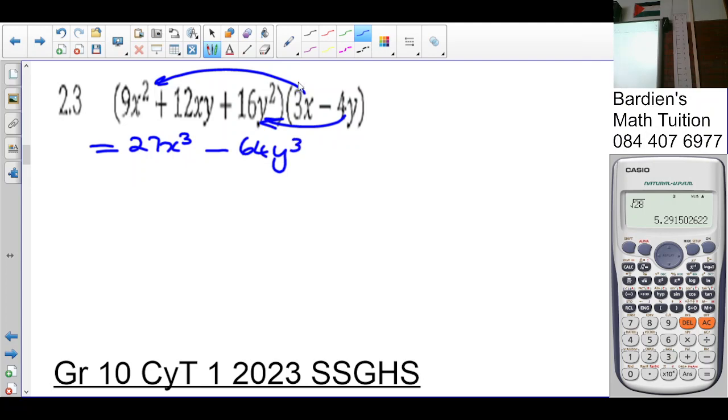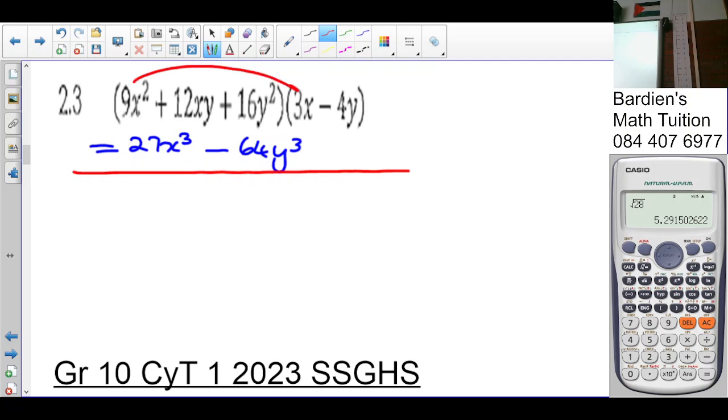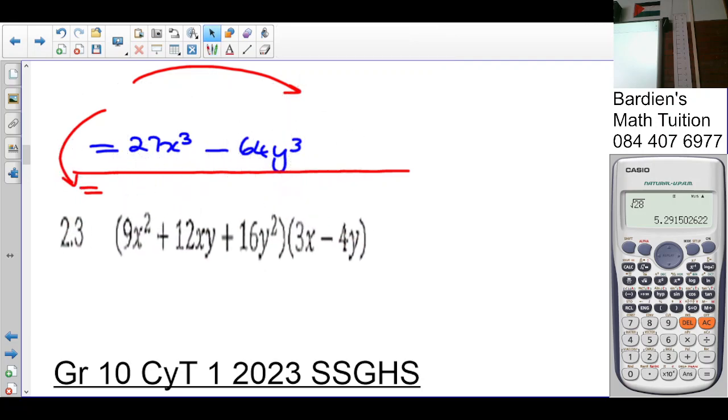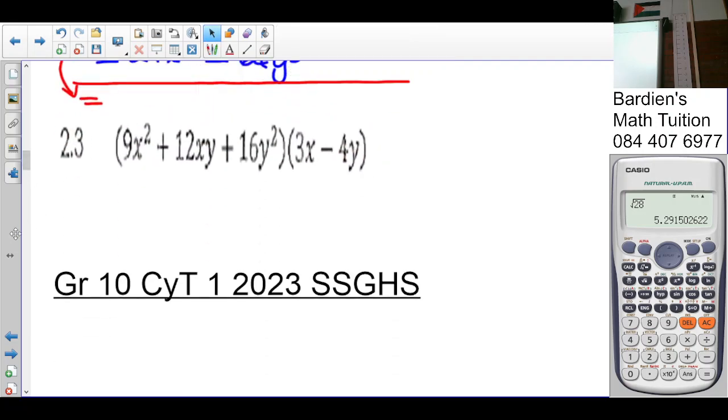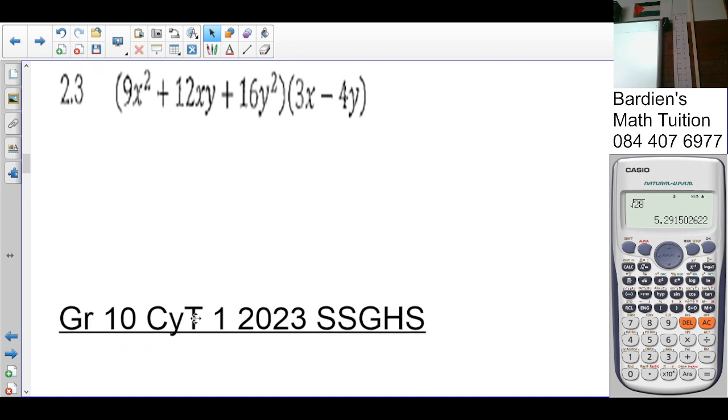That's why you didn't know that. You're not clued up with that rule there. Then what you do is you just multiply it out there. So 9, just put it down.